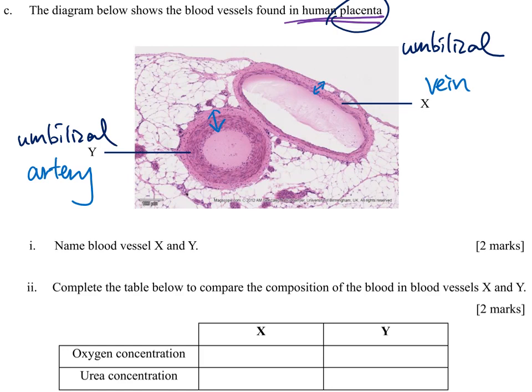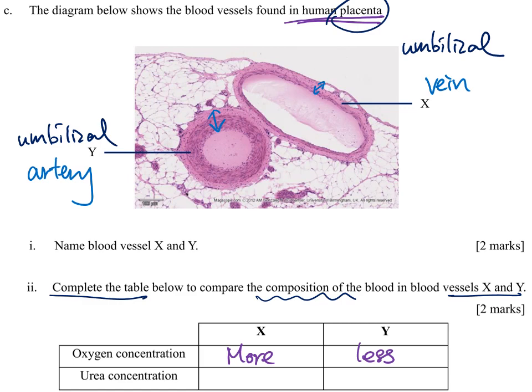And then question 2, C2. Complete the table below to compare the composition of blood in blood vessels X and Y. Oxygen concentration in X. Vein going into the baby. Does the blood going into the baby has more oxygen or less? It should be more. While for the blood going away from the baby, it should have less oxygen.